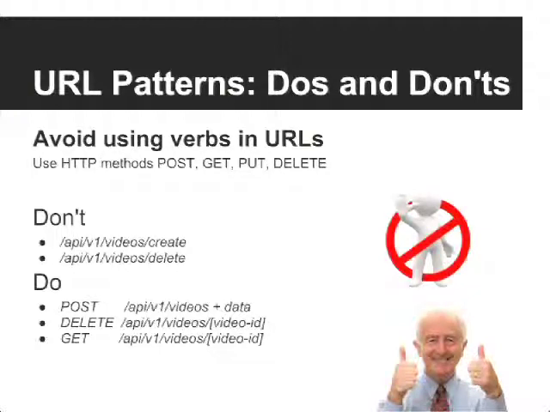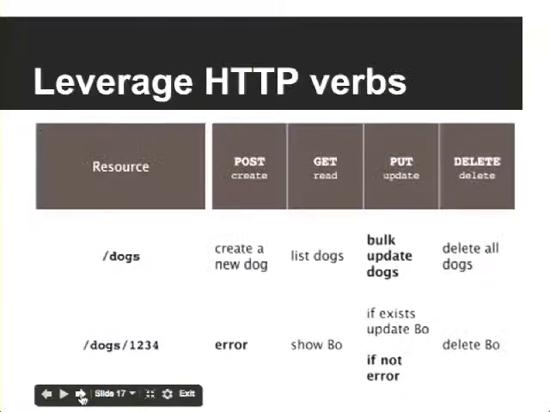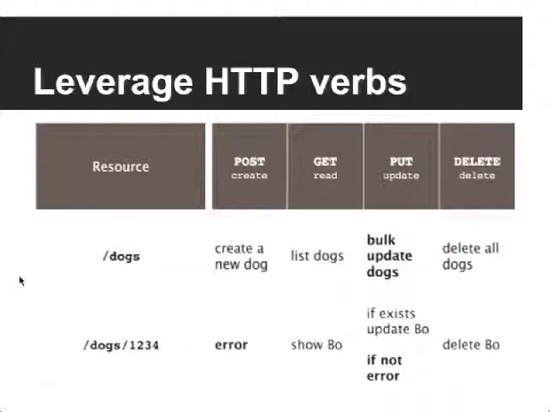And if we use that part of the request, the header, to make it post or get, we can also reduce the number of URLs that there are in our API. So instead of having videos create or videos delete, you can send a post request to videos with data, and the API should know you're trying to create something. Or you can send a delete request to videos with an ID, and it should know that you're trying to delete something.